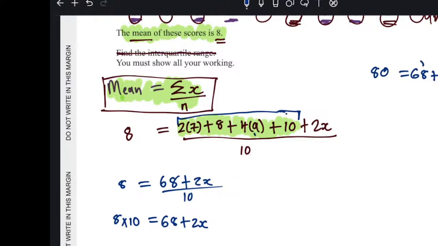You take 68 to the other side. Look at how it is. You keep 68 where he is. He's on the right. Stay there. You take this one to the other side. You have now 80 minus 68 is equal to 2x.